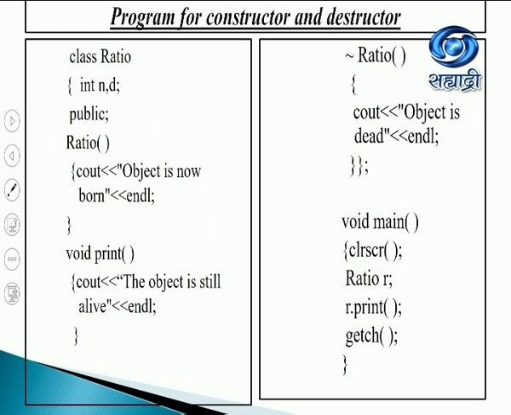I've taken a small program which is there for your practicals also. Class ratio. In ratio, this is a constructor. What I've done is I've said that the object is born. Print is a function where I say the object is still alive, and then I have a destructor here which says the object is dead. In void main, I simply create the object ratio r. Once I create this ratio r, your constructor is going to be called and it will say the object is born. When I say print, it will say the object is still alive.